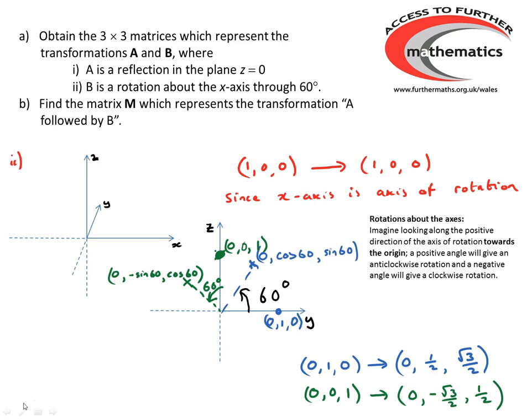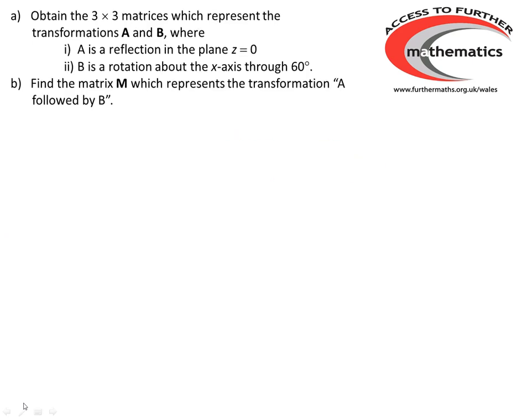And we can now write down the matrix B. The matrix B is going to have the first column as the image of the point 1, 0, 0. The second column is the image of the point 0, 1, 0. And the third column is the image of the point 0, 0, 1. So we've found A, we've found B. We can now move on to the final part of the question.